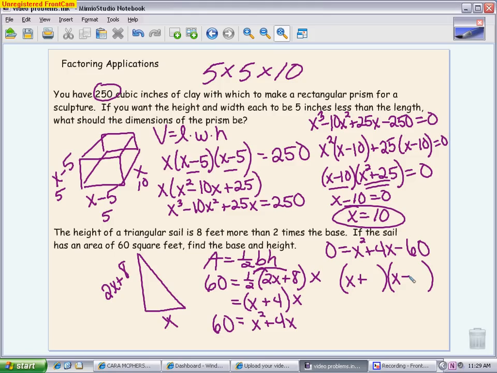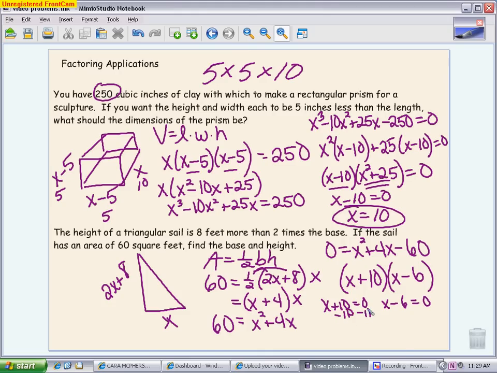Going through the possibilities, the one that works is 6 times 10. So I want the 10 to be the positive and the 6 to be the negative. And you can do a quick double check to make sure that the middle term works out correctly. I get 2 answers, so either x plus 10 equals 0 or x minus 6 equals 0. Remember, I'm looking for a positive answer because it does represent the measurement of this sail.